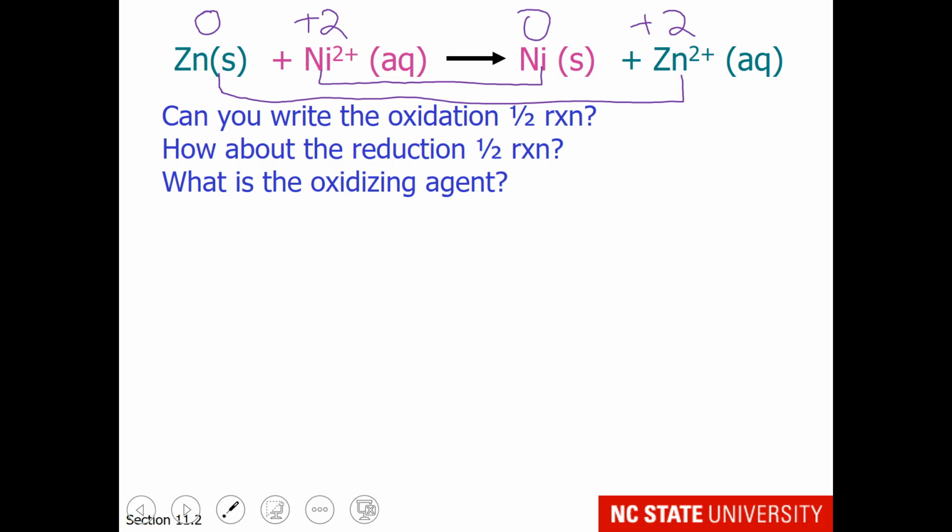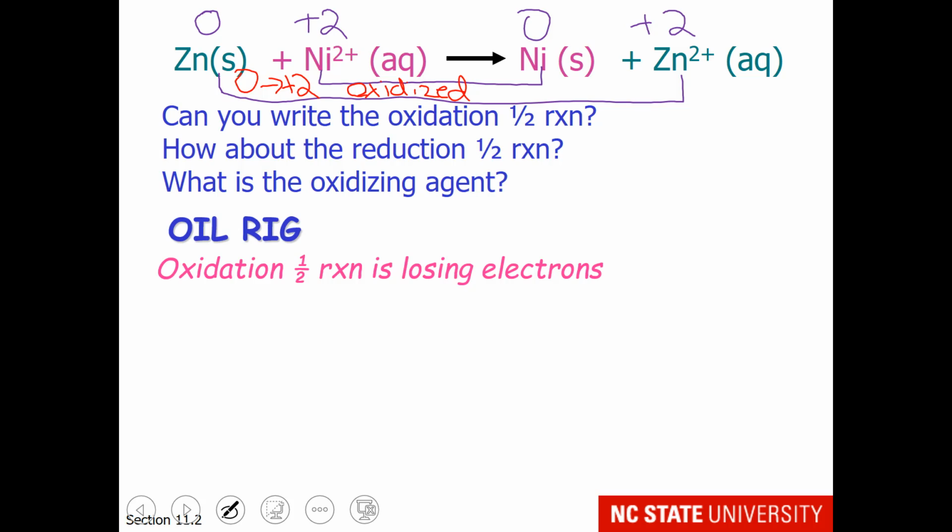So let's first look at the zinc. It is going from 0 to +2. Would you say the zinc has been reduced or oxidized? I hope you're going to say that the zinc is being oxidized because it is going up in oxidation state from 0 to +2. So that helps us with our first question. Can you write the oxidation half reaction? Remember that oxidation is losing electrons and reduction is gaining. So our oxidation half reaction will be losing electrons.